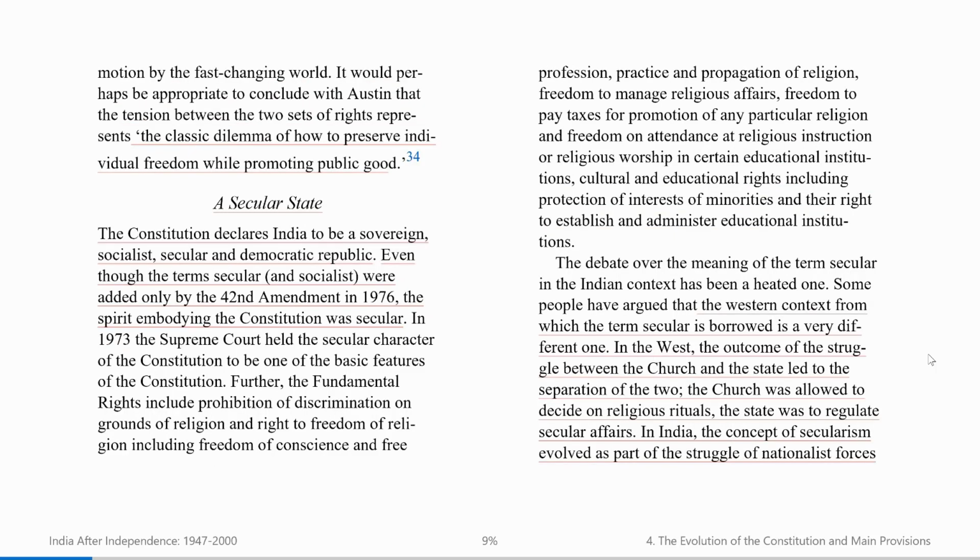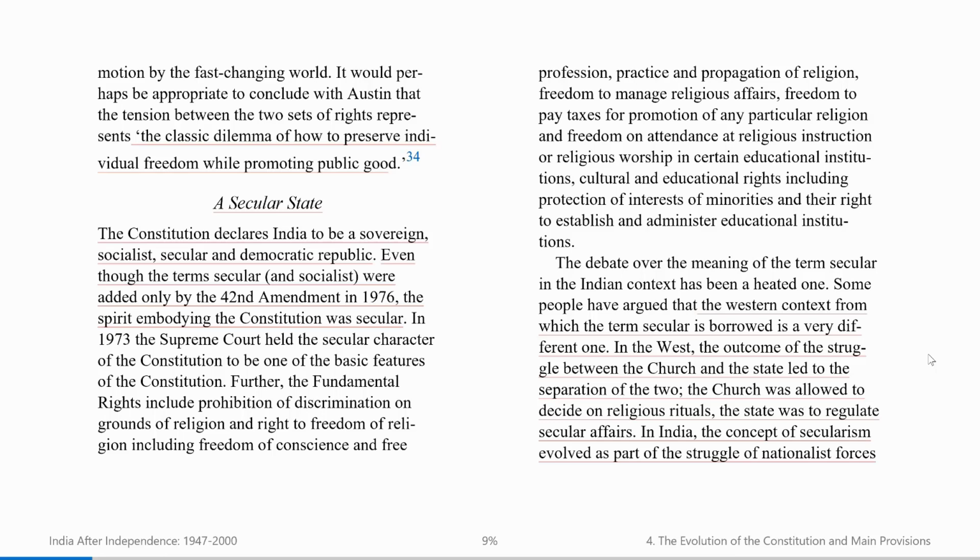The next question, obviously, is whether India should be a secular state. The Constitution declared India to be a sovereign, socialist, secular, democratic republic. Now, remember these terms, secular and socialist, were added only in the 42nd Amendment in 1976. But the spirit that India is secular was already there.